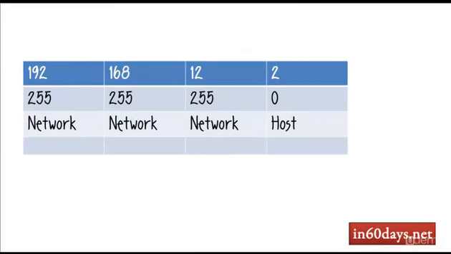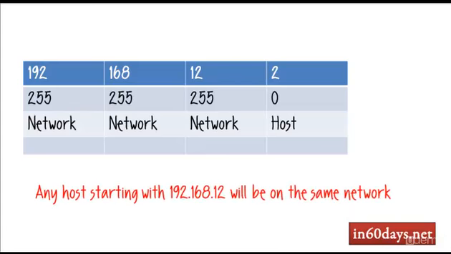So we see here we've got an address 192.168.12.2 and the subnet mask is 255.255.255.0. So this tells the network which parts are for the network and which parts are for hosts on that network. So we can see our host on this network is .2, and that is on the 192.168.12 network. Any host with the first 3 numbers the same will be on the same network.